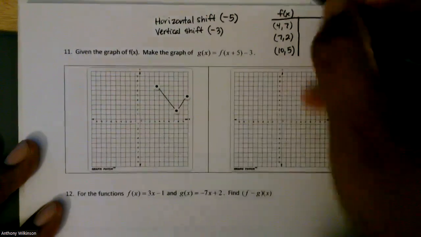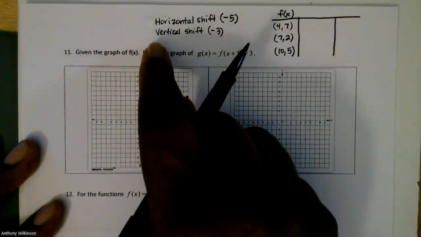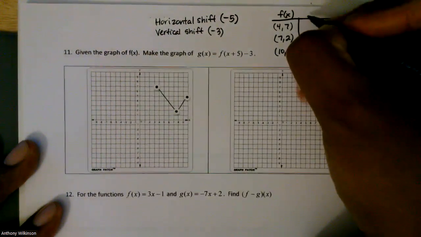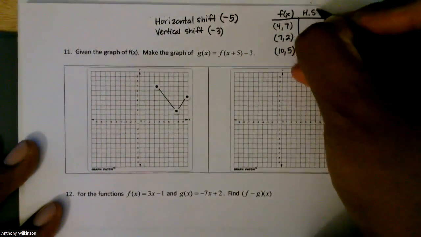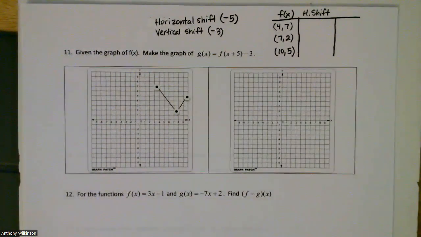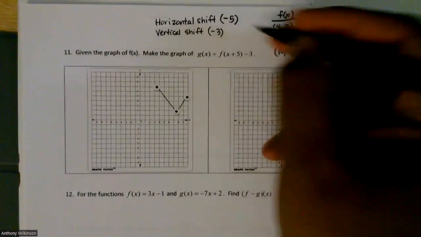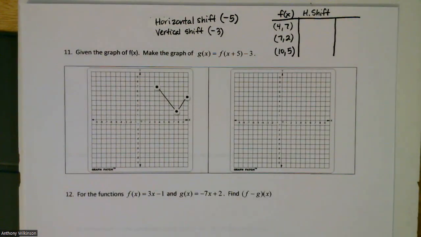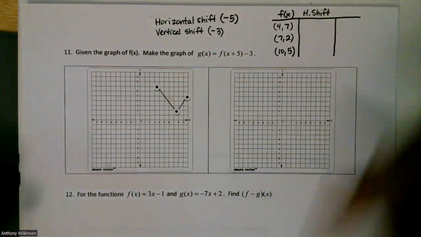So first of all, according to the sequence of transformations, we must do the horizontal shift first, and then the vertical shift is always going to be done last. So for the horizontal shift, I'm going to come up with ordered pairs. That means I need to subtract 5 from each x coordinate, since it's a horizontal shift. That means your x values will change.